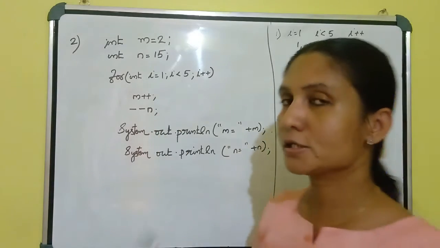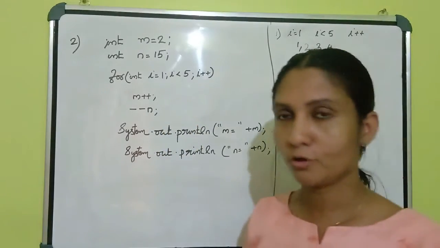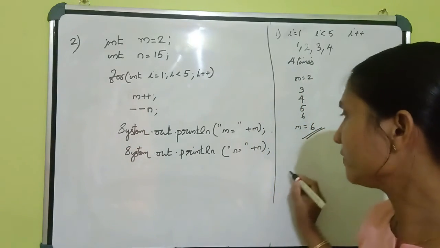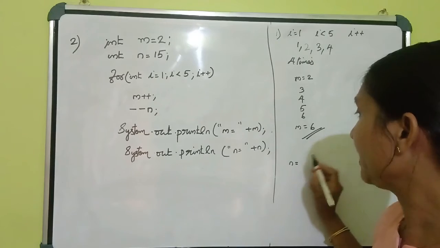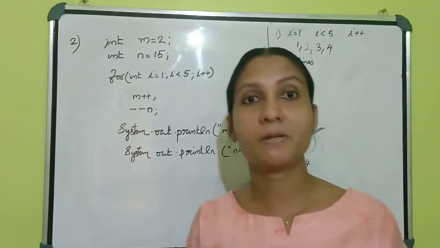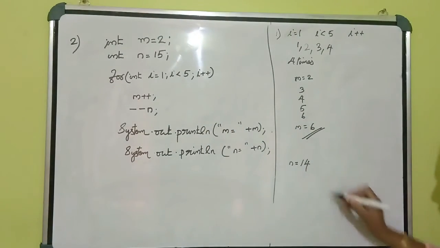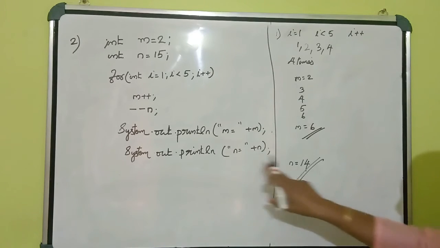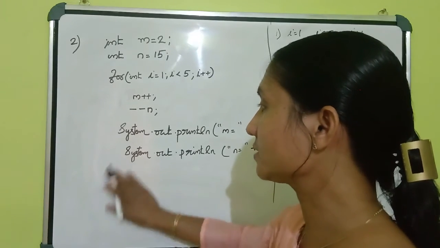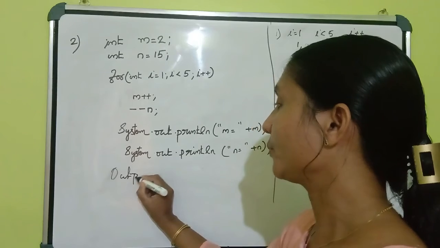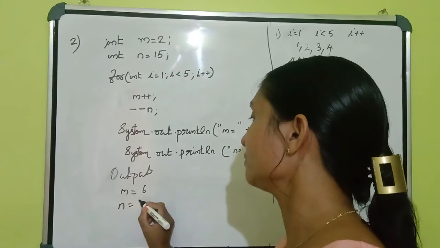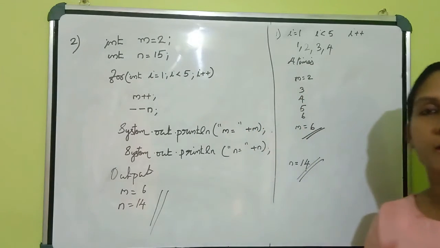And I told you, this n is not affected by this for loop. Because of that, what is the first value of n here? 15. Then minus minus n means which value you will get? n is equal to 14. This n is not connected with this for loop, because only one time it will be decremented. I think you have understood the meaning, and it will be printed like this, because n was already given, then the value also you will get. Then how can you write this output? Output: m is equal to 6 and n is equal to 14. Like this way, here too, you will get the output.